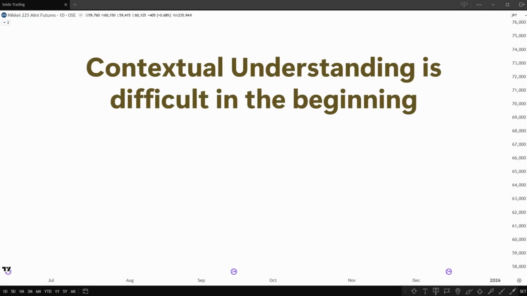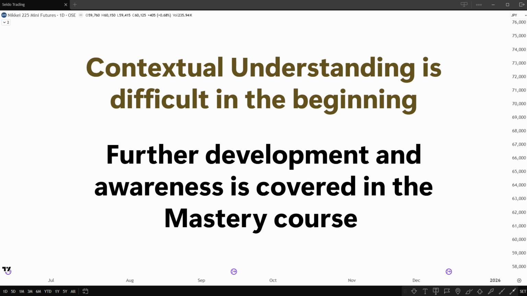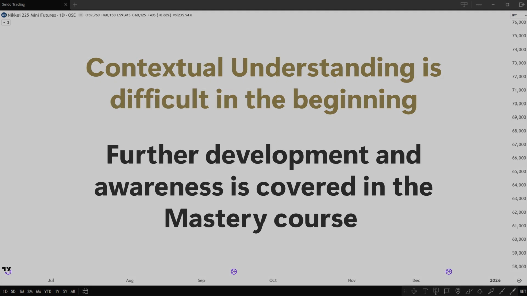Understanding context takes time to develop, so if you're overwhelmed, that's normal. The lesson has given you the framework, and the Price Action Mastery course covers these topics in a lot more detail. So take your time learning, ensuring you understand these concepts well.